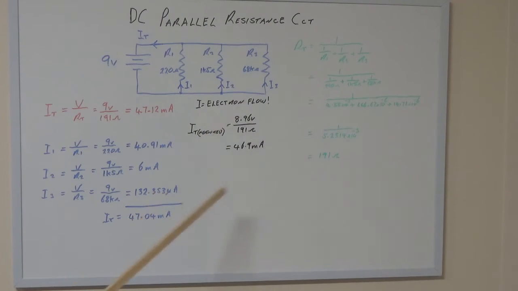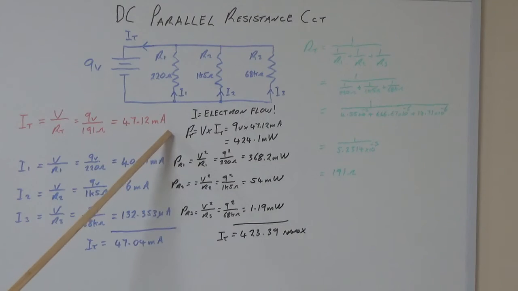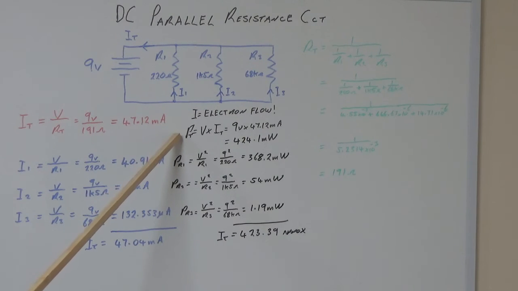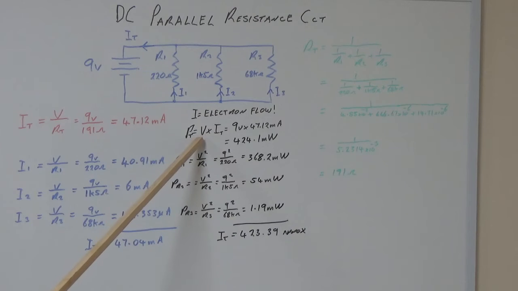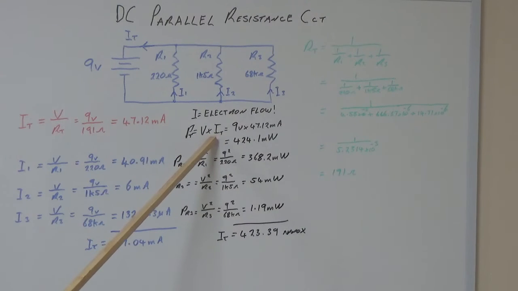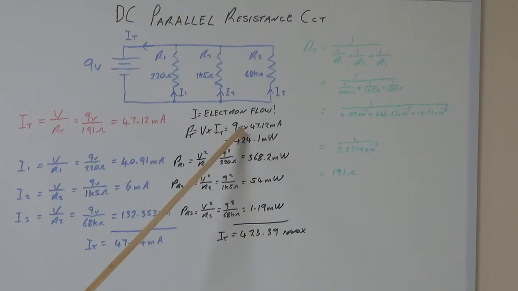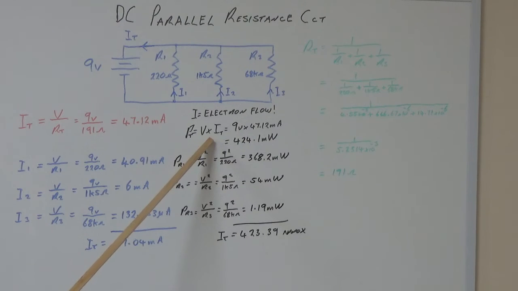Now the next thing I'm going to have a look at is power consumption, and we're just going to do our calculations based on a 9 volt battery and the current that should be flowing. So what I've done here is just gone through and done the power calculations. The first one I did was total power. So what we've used here is supply voltage and the total current. And if you work that out, you end up with 424.1 milliwatts of power being dissipated.